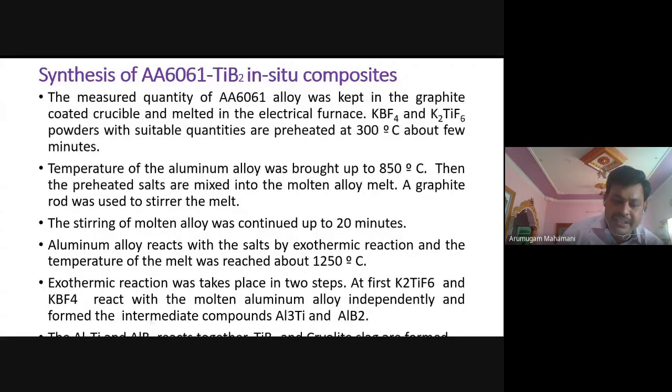So Al3Ti and AlB2 are both intermetallics. They do not have good thermodynamic stability, right? So these are all the problems. After 20 minutes, you will get TiB2 and cryolite slags are formed. The cryolite slag photograph I have, I will show later. So next I go to the equation.